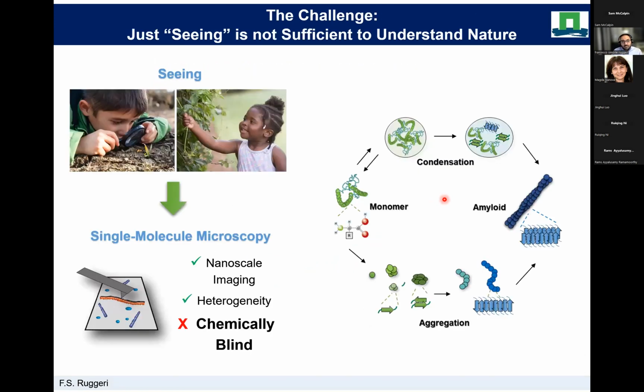However, as I said, doing only single-molecule microscopy, so only doing nanoscale imaging, heterogeneity, and stiffness measurements, is not sufficient to understand which chemical structural changes occur upon misfolding of a native protein, changing of structural conformation, and the final formation of this cross-beta sheet signature that we know is still key for disease.